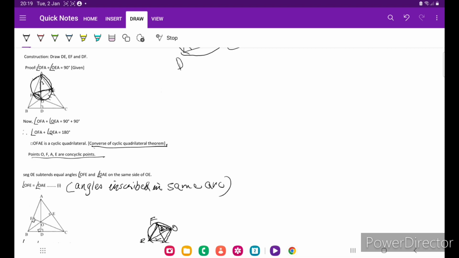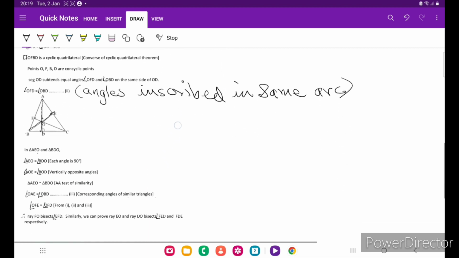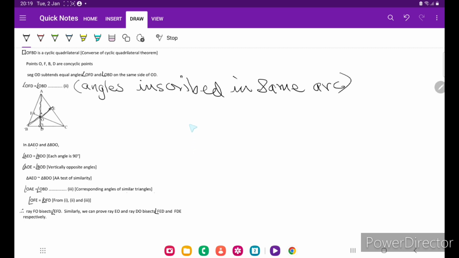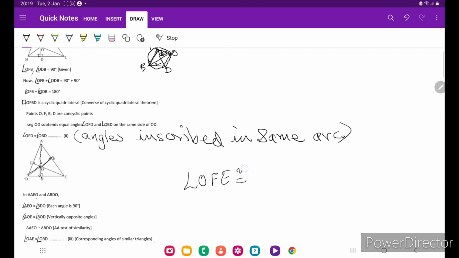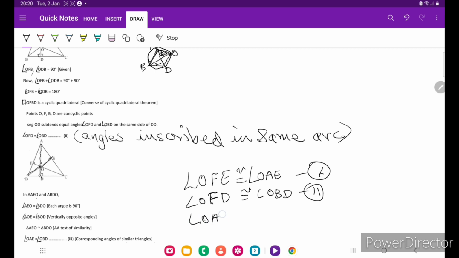In the first case, you had that angle OFE is congruent to angle OAE. I'll write it here beside so that it is easier for us to understand. This is the first one. The second one is angle OFD congruent to angle OBD. And the third one is angle OAE congruent to angle OBD. This is the third one.